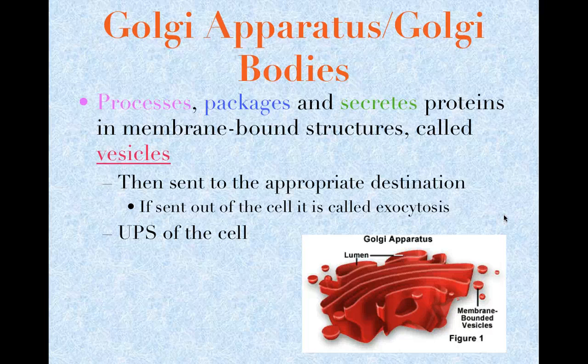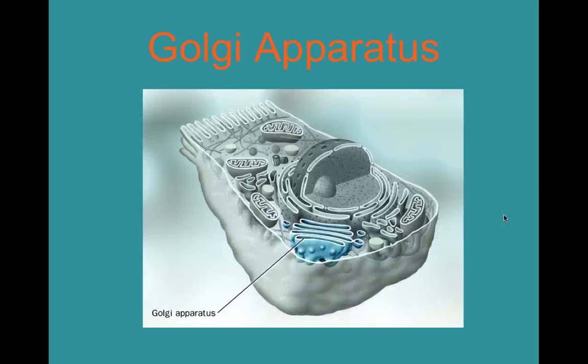It's going to take that protein, it's going to process it, it's going to package it, and then it's going to transport it to where it needs to go. So the Golgi apparatus is the UPS system. Here you can see our Golgi apparatus is right here. Here's our nucleus, here's our endoplasmic reticulum, and then we have our Golgi apparatus.